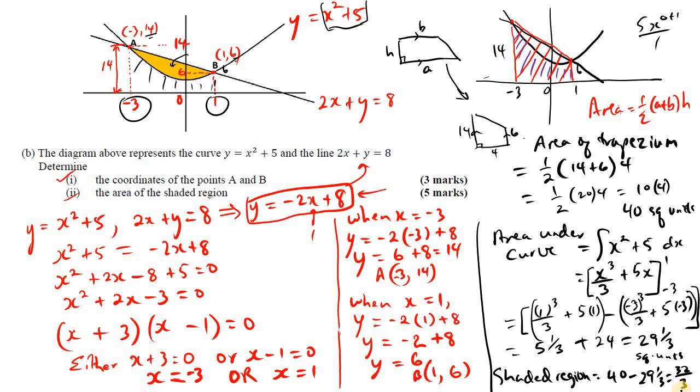Lacking space, but you can just put the square units there. And if you want to convert that, that's going to be 10 and 2/3. So that's another way you can write that, 10 and 2/3 square units.